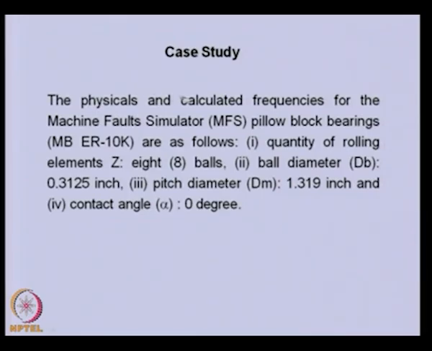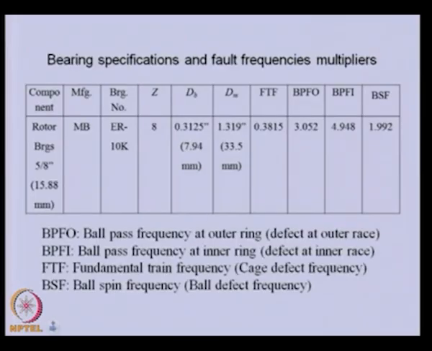So, based on the geometry and the calculated frequency, for one of the machine fault simulators we have taken, the bearing was of this category, and various parameters like number of rolling elements, ball diameter, pitch diameter and contact angle are given here. These are the specifications of the bearing, and these are various frequency factors which we have obtained from the previous formula.